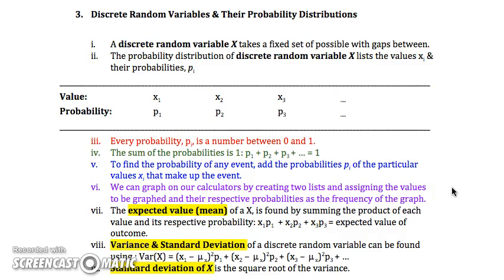To find the probability of any event, add the probabilities that satisfy that event. So just like we looked at before, greater than 1 or more heads in 3 flips.